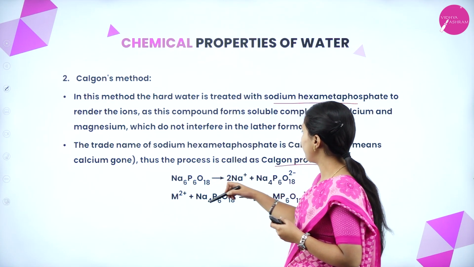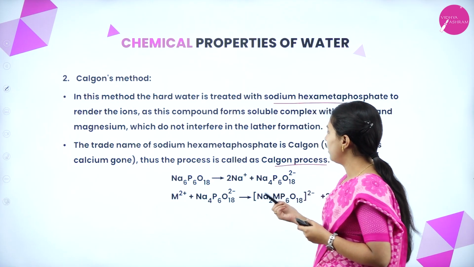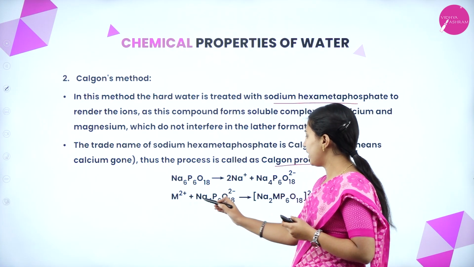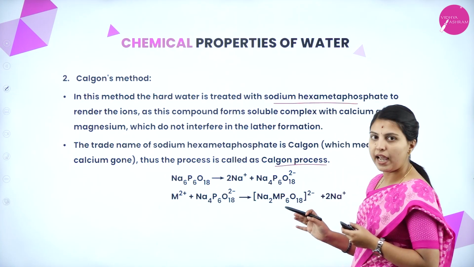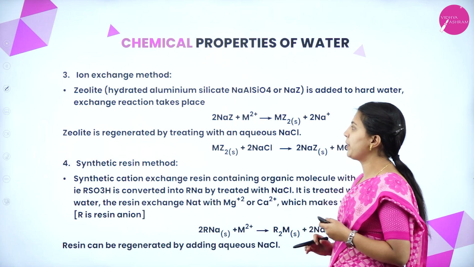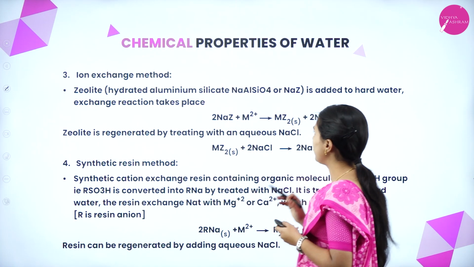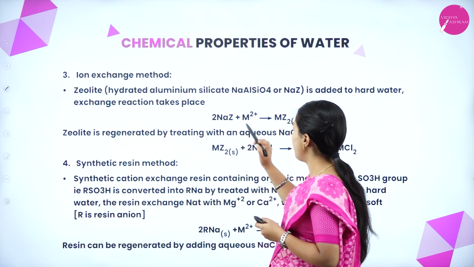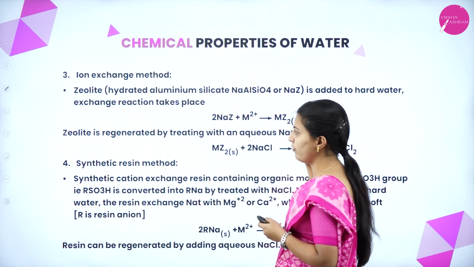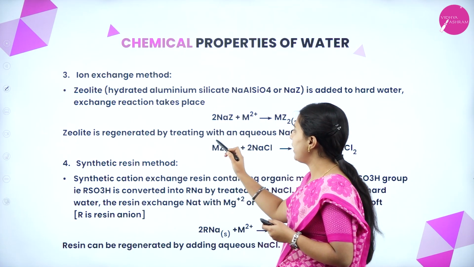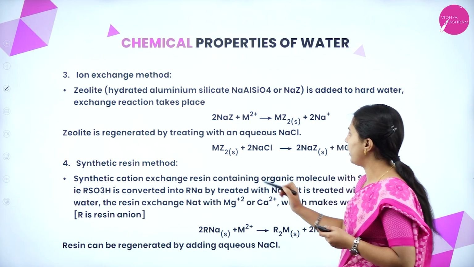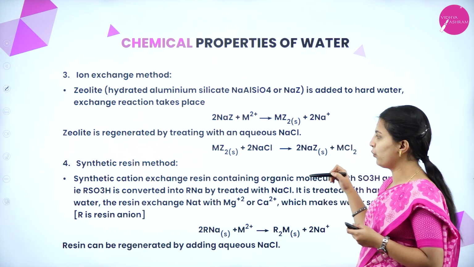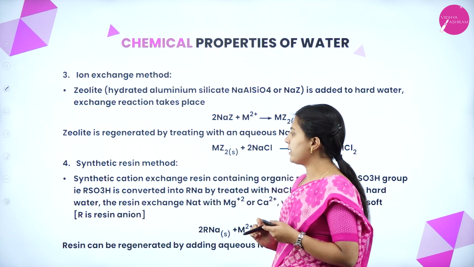See, this is sodium hexametaphosphate, and here the sodium ions will be rendered and the metal ion will be surrendered here, forming the calcium complex, the Calgon process. Next, ion exchange method. Zeolite, a hydrated aluminium silicate, is added to hard water and an exchange reaction takes place. See here NaZ plus metal M2+ gives MZ2 and sodium will be removed. Zeolite is regenerated by treating MZ2 with aqueous sodium chloride, and NaZ and the metal chloride MCl2 will form.